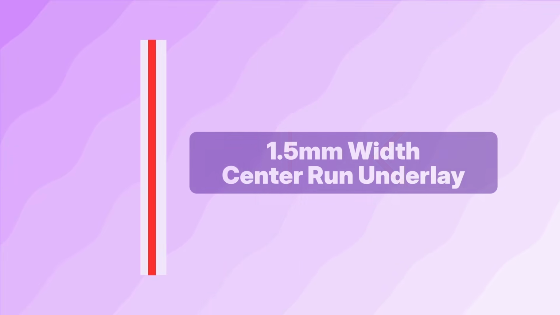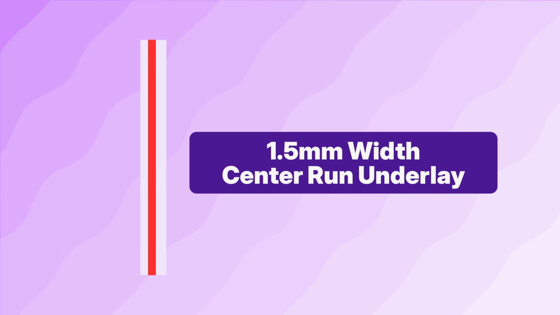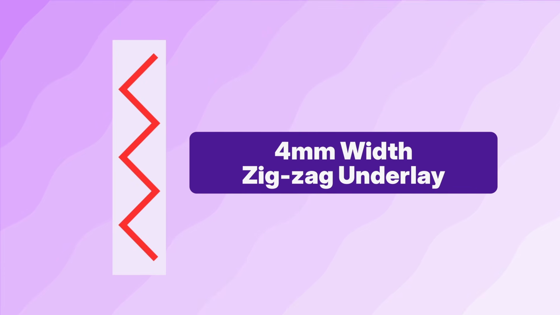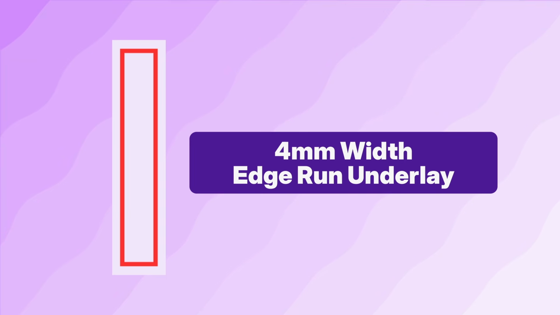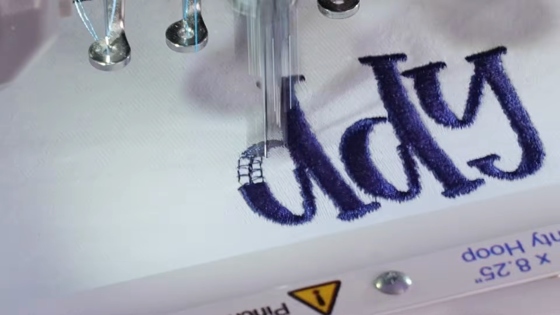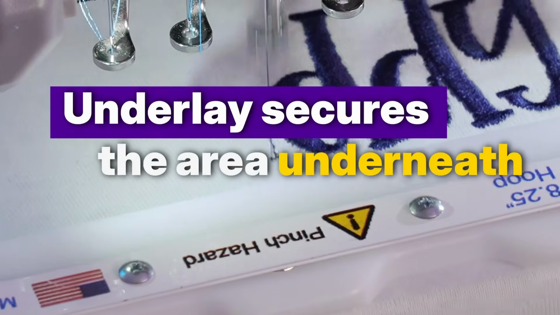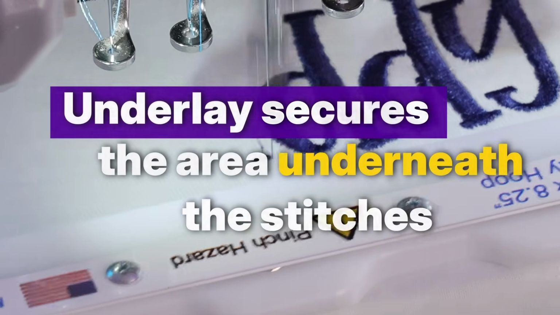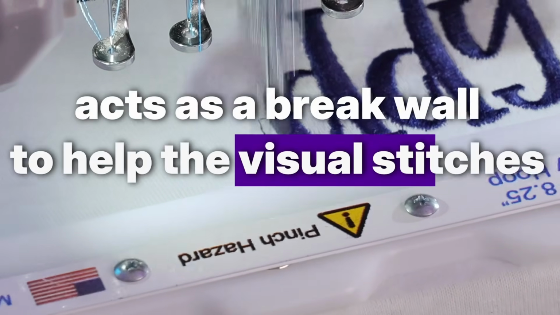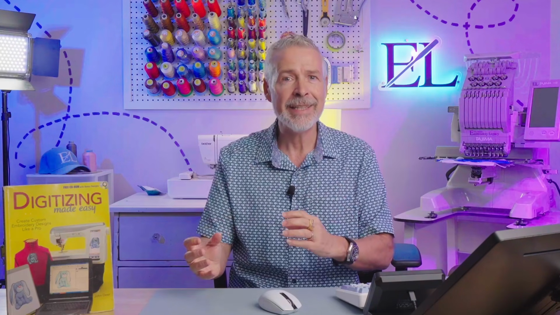Within a satin stitch, you might need a center run underlay if the satin stitch is very thin. And as that satin stitch gets wider, you might need a zigzag, or you might need an edge run to create a break wall. All of them work together to provide a stable foundation for your stitches. The idea behind underlay is that it secures the area underneath the stitches and acts as a break wall to help the visual stitches look clean. It impacts stitches that you visually see and gives you a foundation to build on.